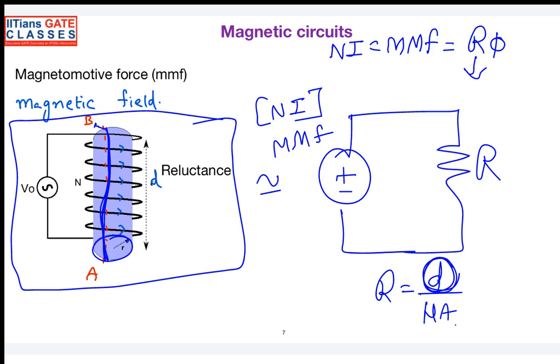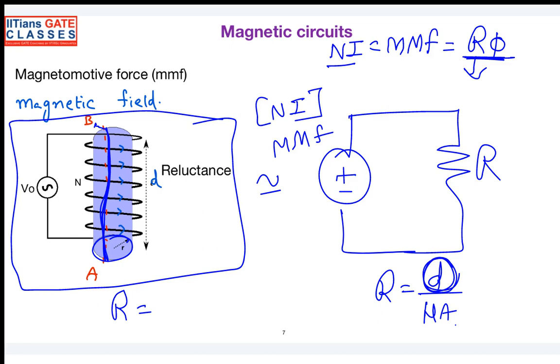You can see these two. What is the unit of reluctance then? Anyone? What is the unit of reluctance? Ampere per Weber. Ampere per Weber, correct.